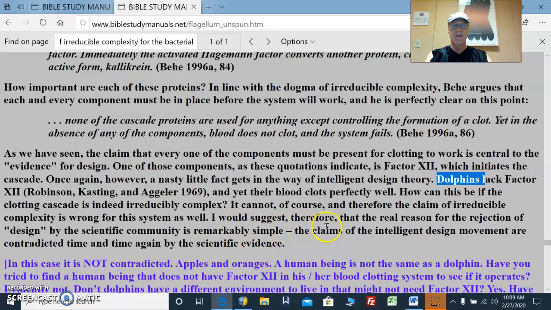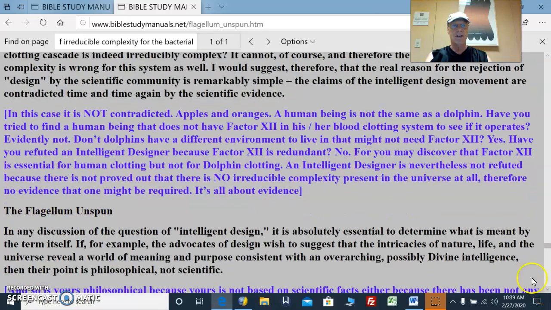I would suggest, therefore, that the real reason for the rejection of the design by the scientific community is remarkably simple. The claims of the intelligent design movement are contradicted time and time again by the scientific evidence. The first thing you try to do is this bacteria with the flagellum. Didn't work. You can't go to a bacteria with a secretion system of toxins. Not the same thing. In this case, it is not contradicted. Apples and oranges again, I say.